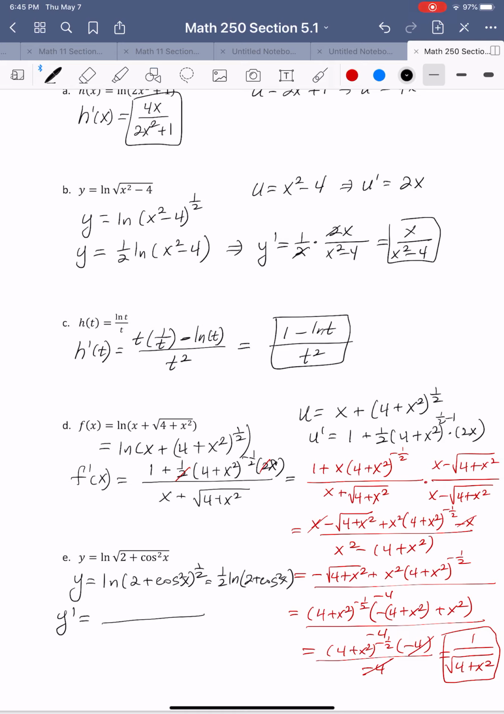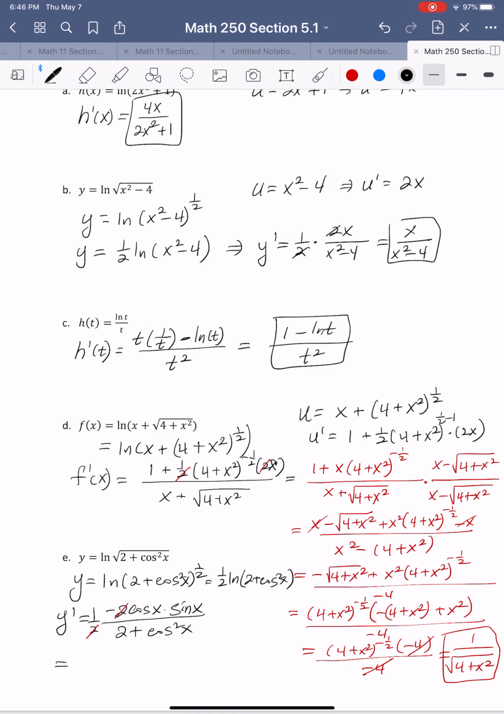And then I have the half in here, and the u prime is, the 2 is going to be 0. And then power rule, negative 2 cosine x. And then the cosine x, by the chain rule, gives a sine x. And then it becomes over u, which is 2 plus cosine squared x. And then in here, the 2 cancels out.